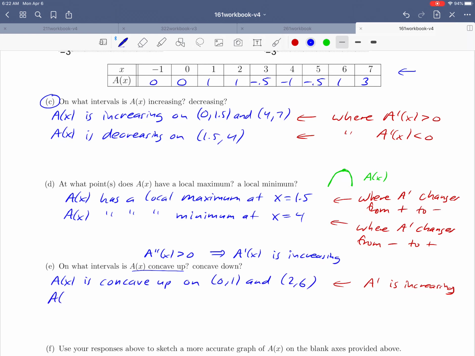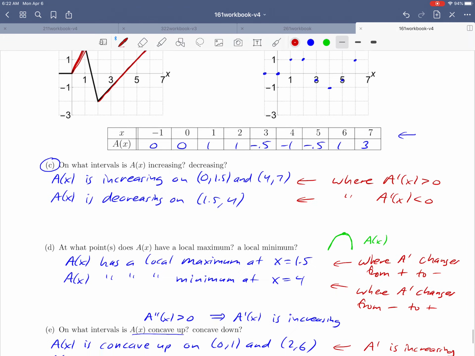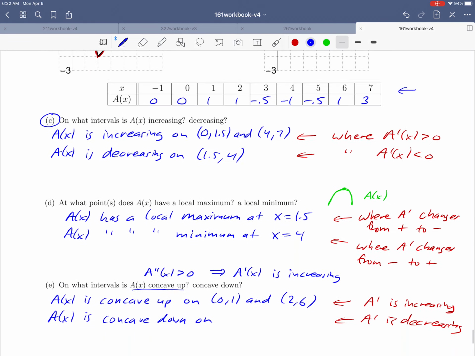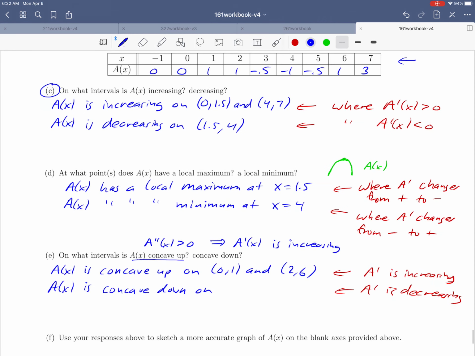To figure out where A of x is concave down, it's exactly the other way around. We're looking for where the derivative graph is decreasing. Do you see any intervals like that, looking back at our function? Well, I just see one from here to here, and that appears to be from 1 to 2. So 1 to 2 should be an interval where the original function is concave down.